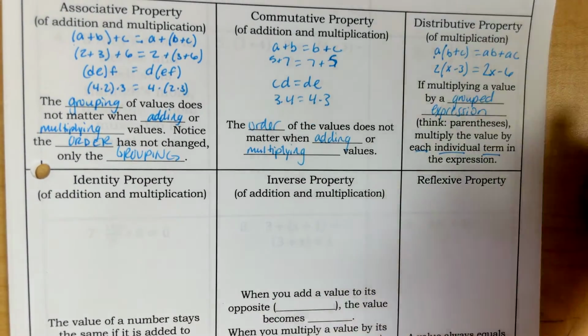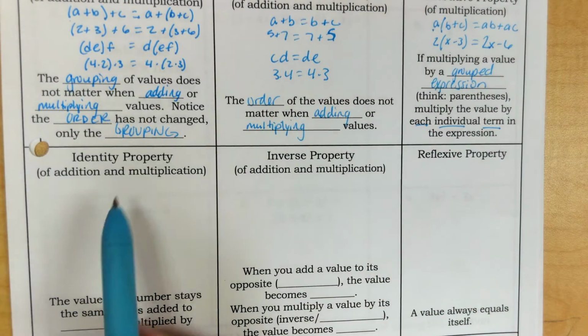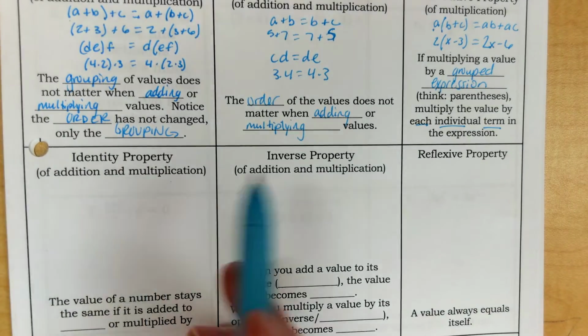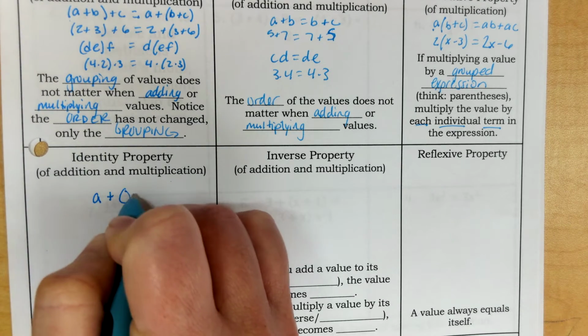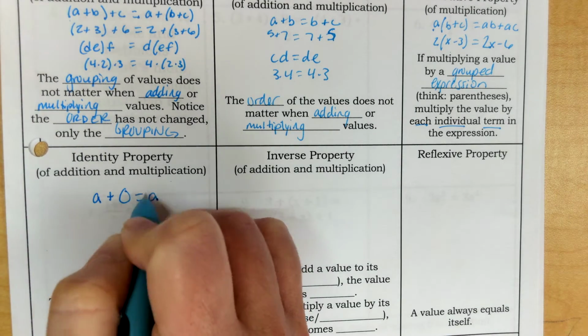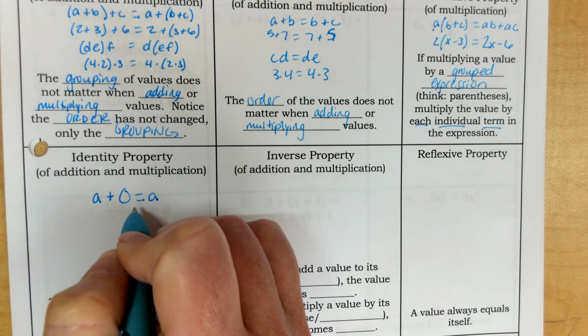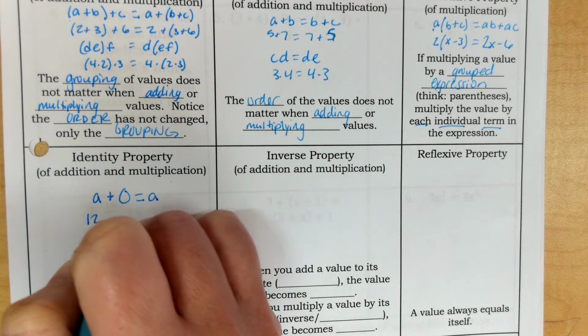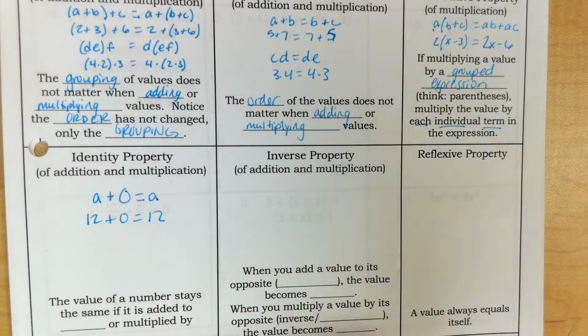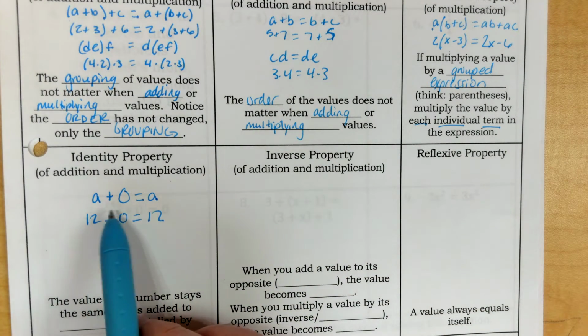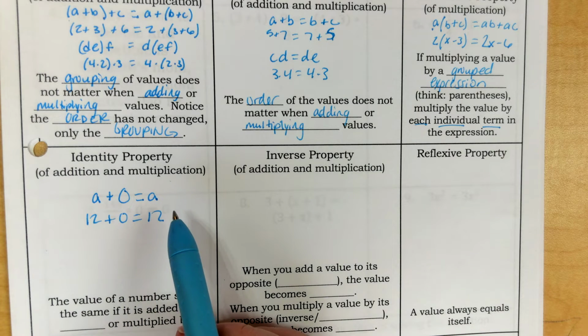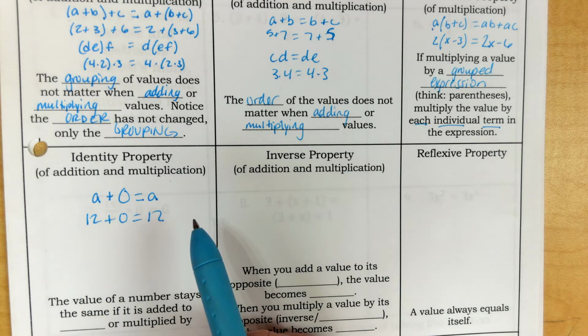Okay, then we look down at identity property. So identity property is also addition and multiplication. So it just says that if I want to keep the identity of what I've been given, add 0 to it. Anything plus 0 is going to keep its original identity. 12 plus 0 is still 12. A plus 0 is still A. Even if I don't know what A is, it's still A. So anything plus 0 is still itself.